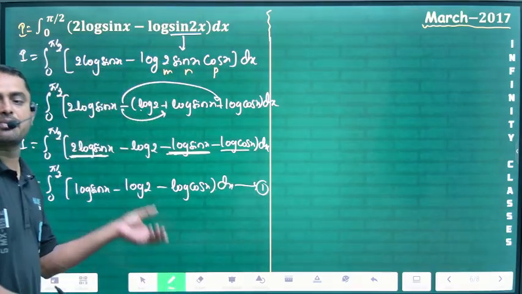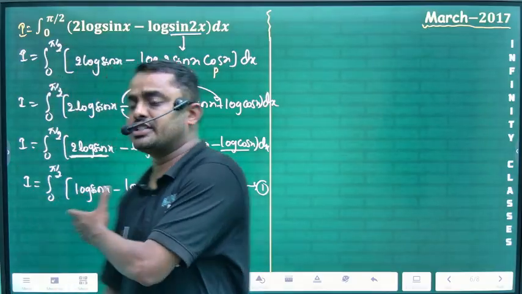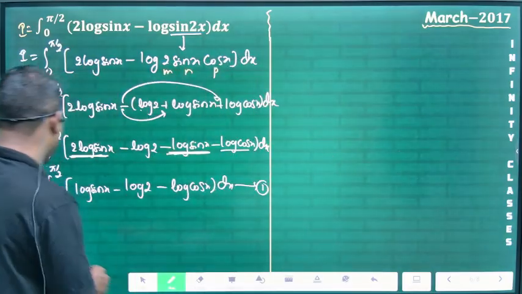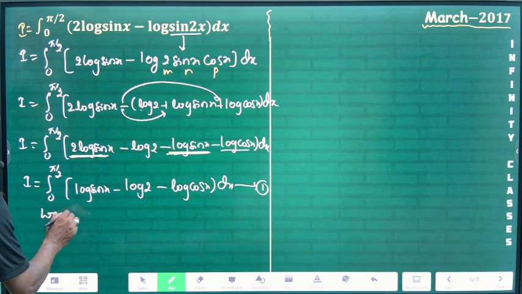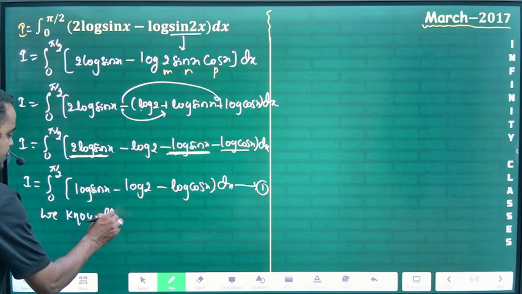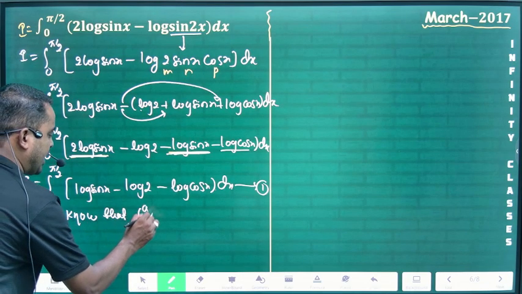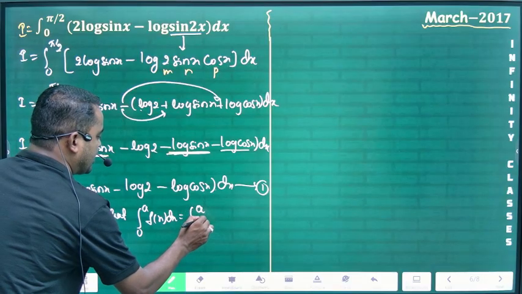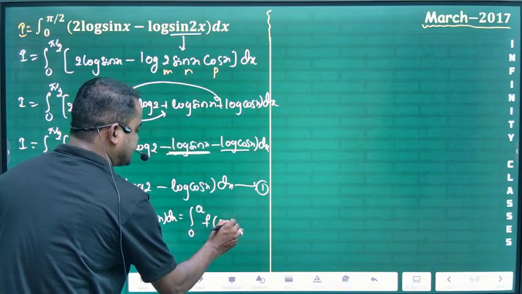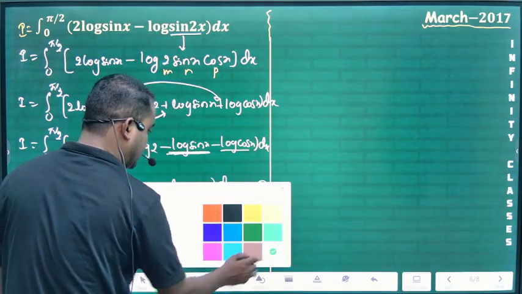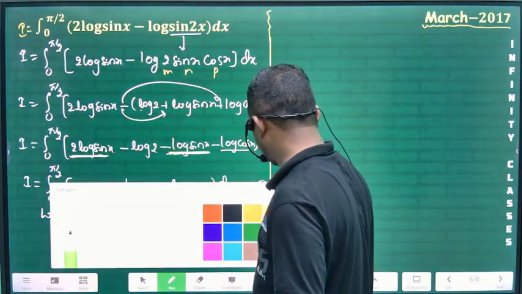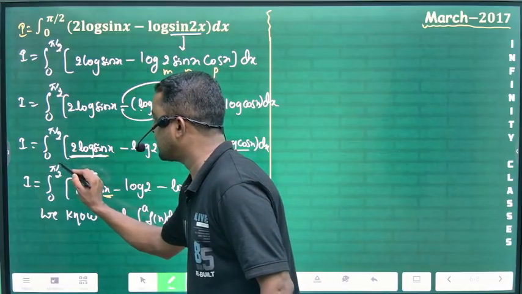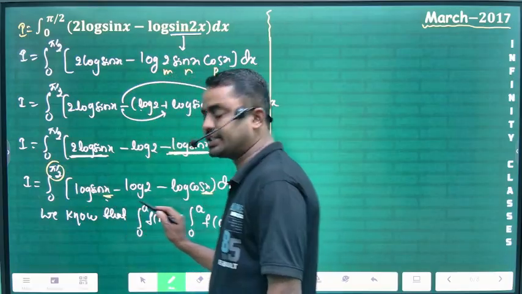At this step we are applying the property. What is our property? We know that the integration of 0 to a of f of x dx is equal to the integral of 0 to a of f of a minus x dx. We are applying this property here now. So wherever x is there, in sin x and cos x, what is the value of a? A means 5 by 2. x changed to 5 by 2 minus x.